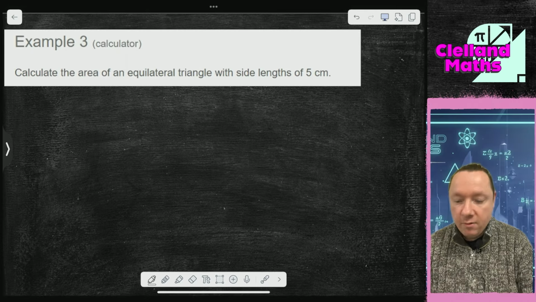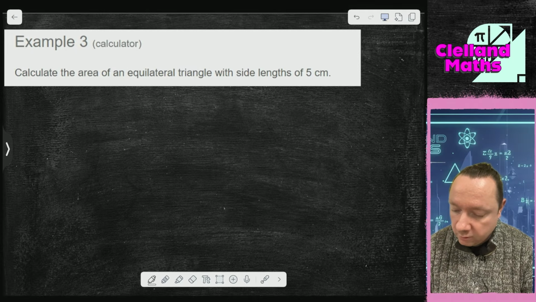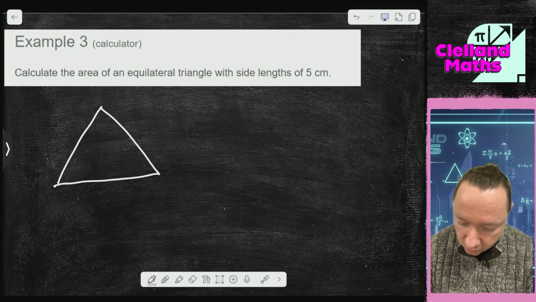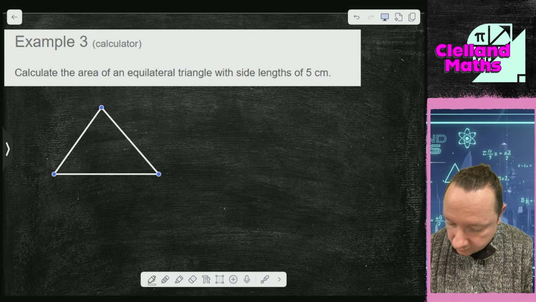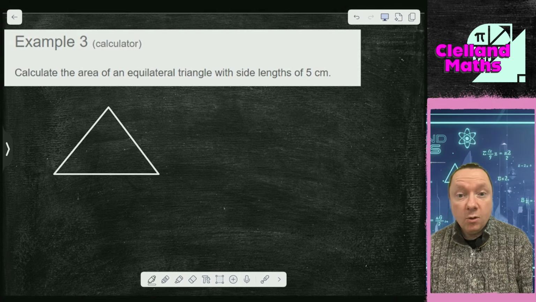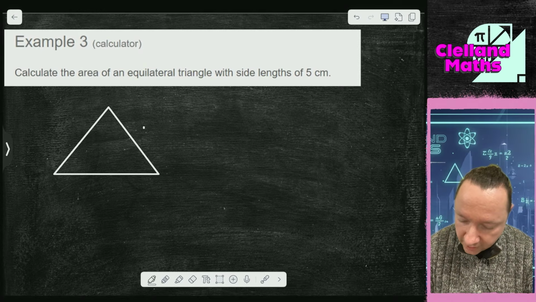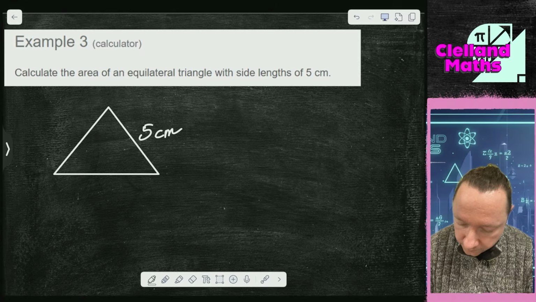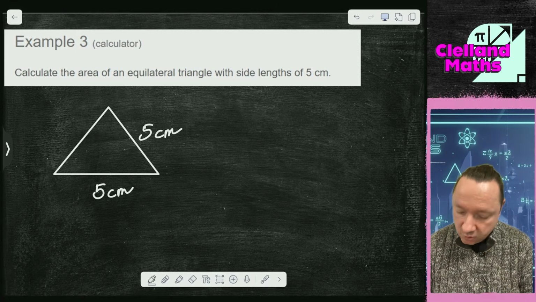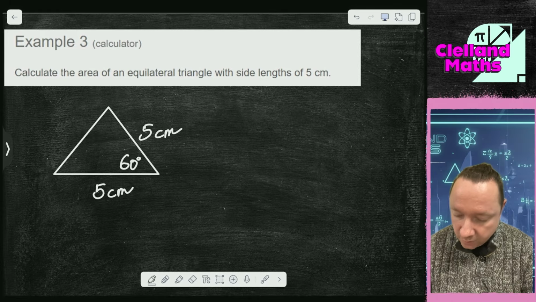Okay, example 3 on area of a triangle. Calculate the area of an equilateral triangle of size 5. Well, let's draw this one out. An equilateral triangle looks something like this. Not quite exact there, but close enough. It means all the sides are the same. So all the sides are 5, so let me just label 2 of them. And then the angle in an equilateral triangle, all the angles are the same, so it's 60. So it's getting you to think about that.